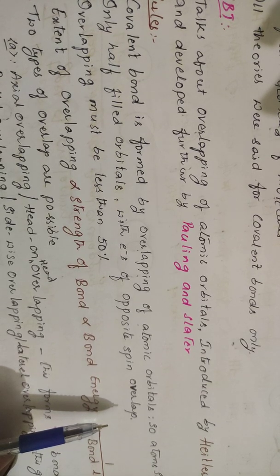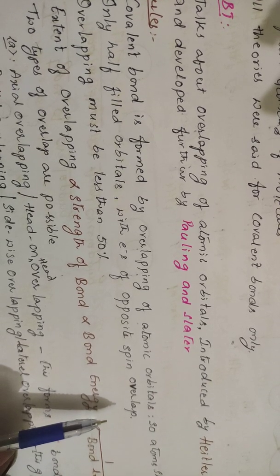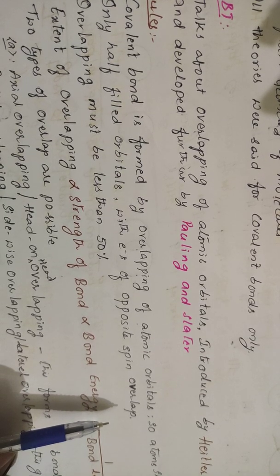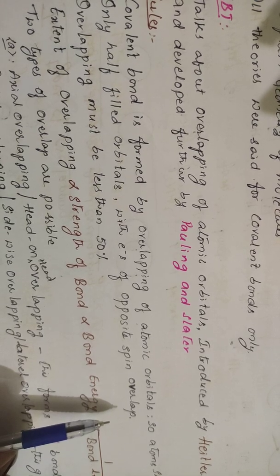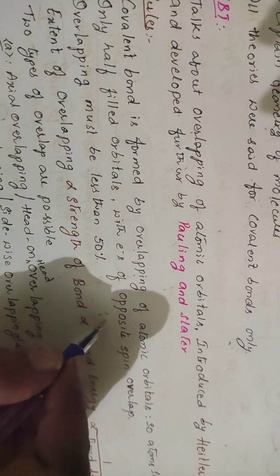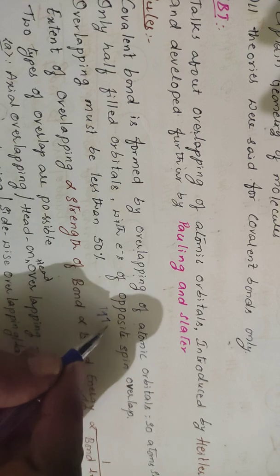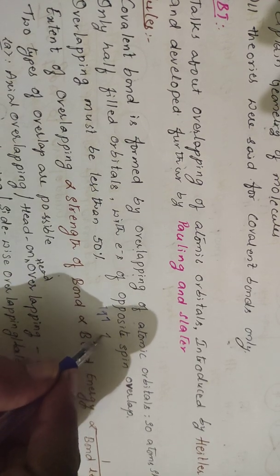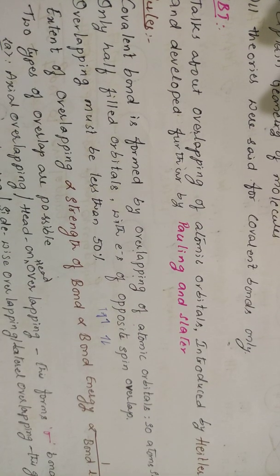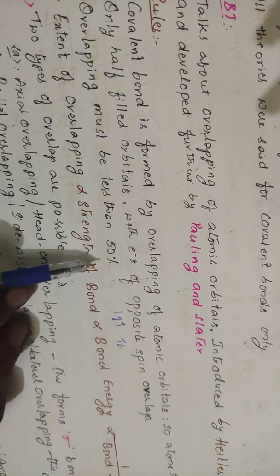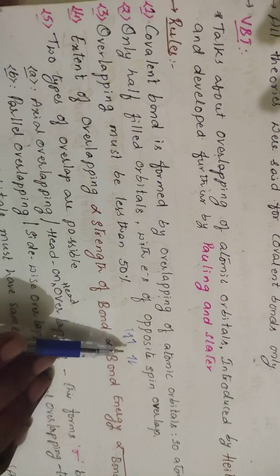So for the formation of the bond, you should have an atomic orbital with a half-filled electron. It should not be completely filled, and the spins should be opposite to each other. Suppose two atoms have half-filled electrons but with parallel spins, they will not overlap. Parallel means both electrons are present in the same direction, like this. If this electron is in the upward direction and this is also upward, that is called parallel spin. Opposite spin means one should be in this way and the other in the opposite way, right? Students, for the formation of the covalent bond, the atomic orbitals should be half-filled and the electrons should be in opposite spin.